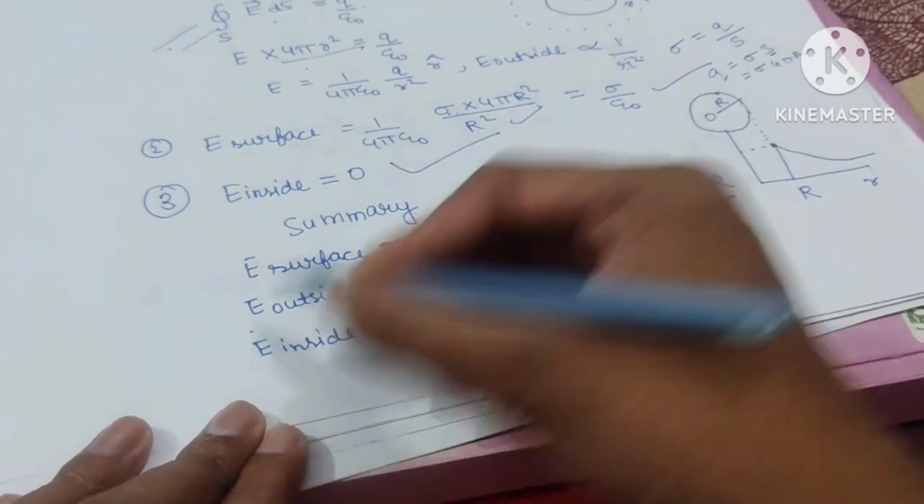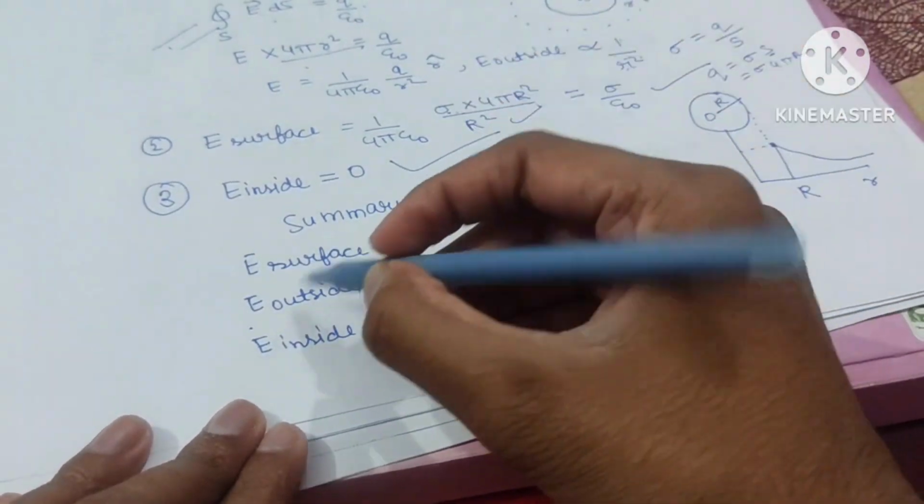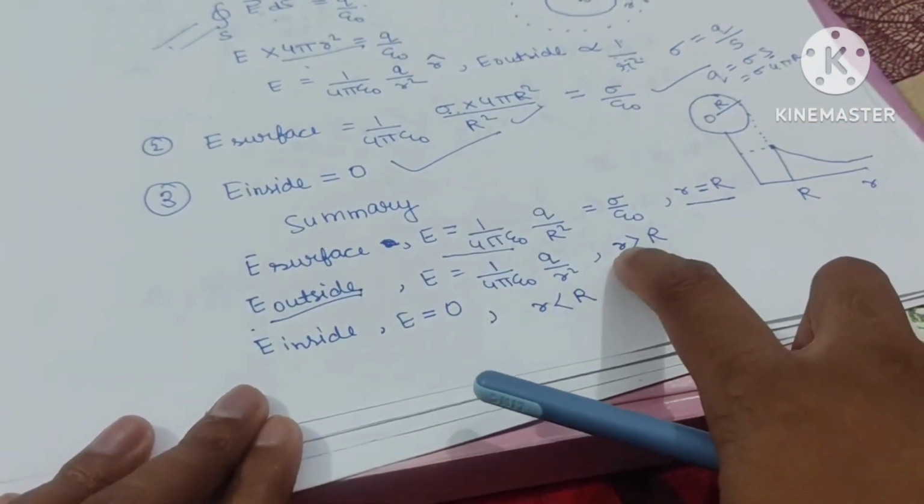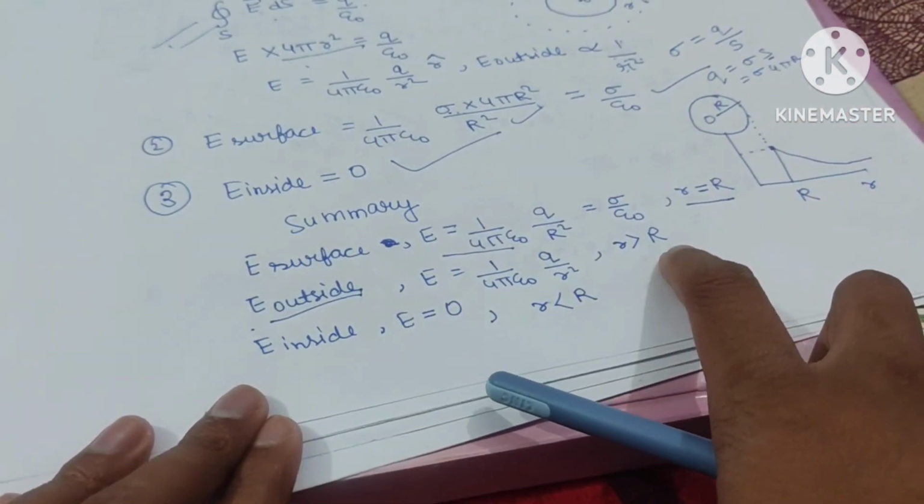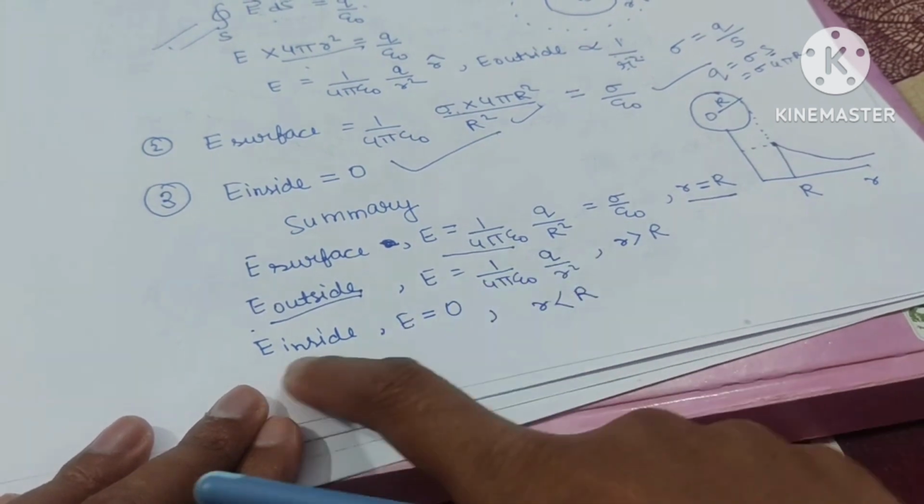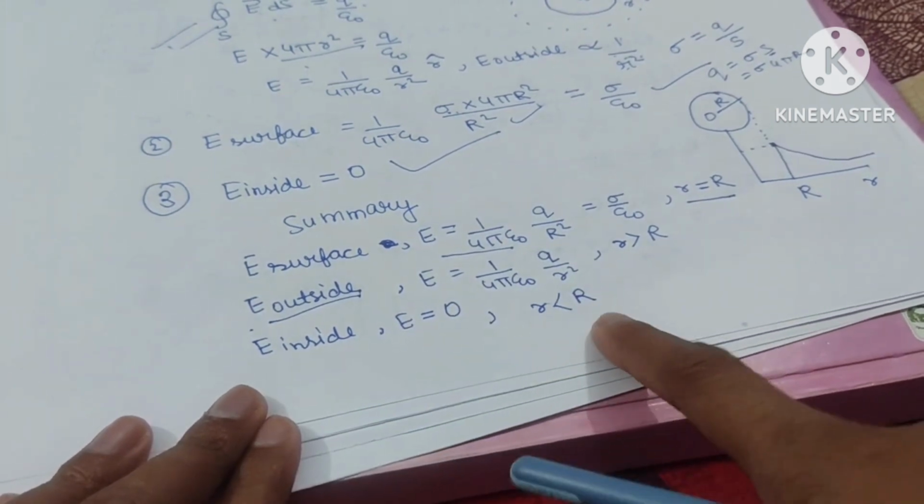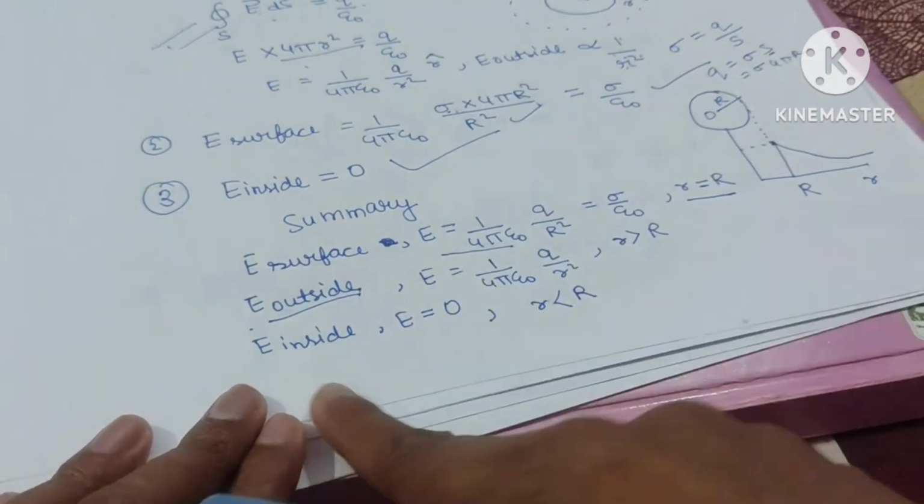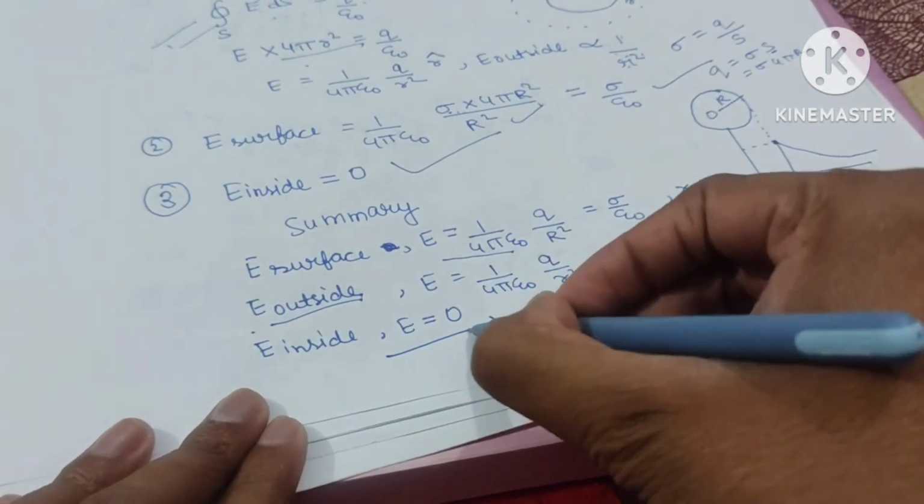So, it is a learning thing. You have to learn it basically. And E outside: what will happen if r is greater than capital R? So this will happen. And if small r is less than capital R, so what happens inside? There is no electric field.